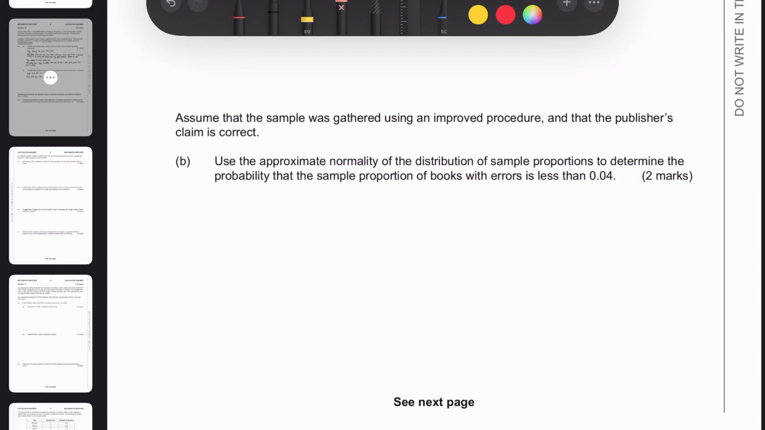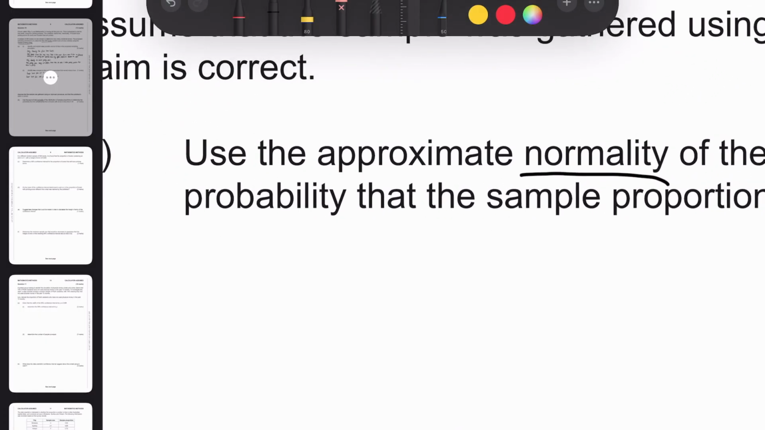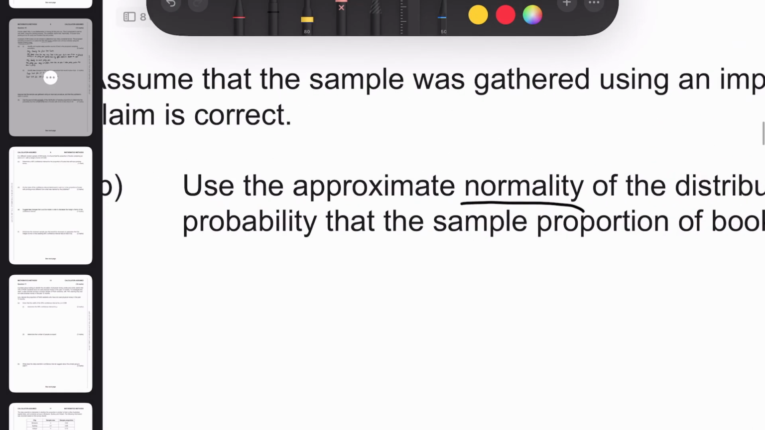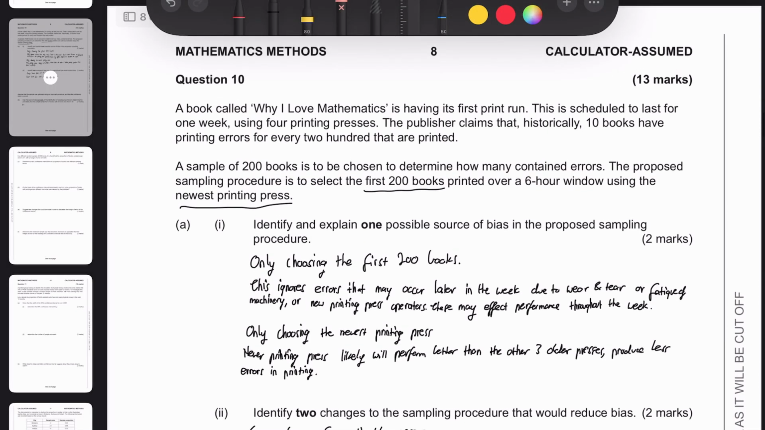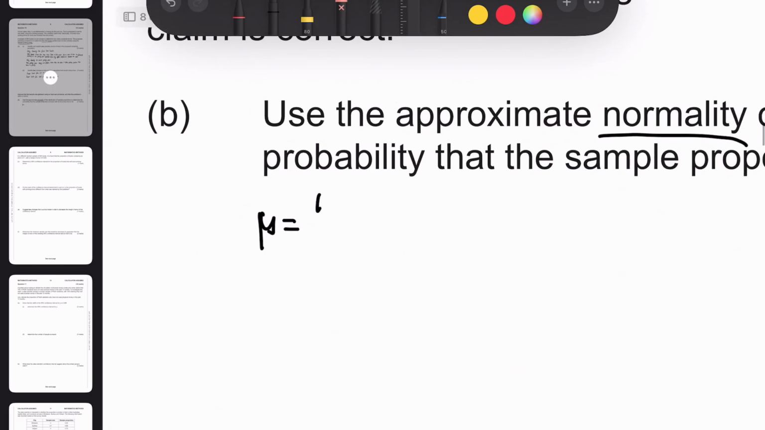Okay, moving on to the next question. Use approximate normality of the distribution of sample proportions to determine the probability that the sample proportion of books with errors is less than 0.04. So obviously normality, so we're going to have a normal distribution. For a normal distribution, we want to find the mean first. So we can say mu is equal to, now here the sample proportion, and we can just use the publisher's claims because we have no other data. 10 books for every 200 that are printed. So the mean is going to be 10 on 200 or 0.05.